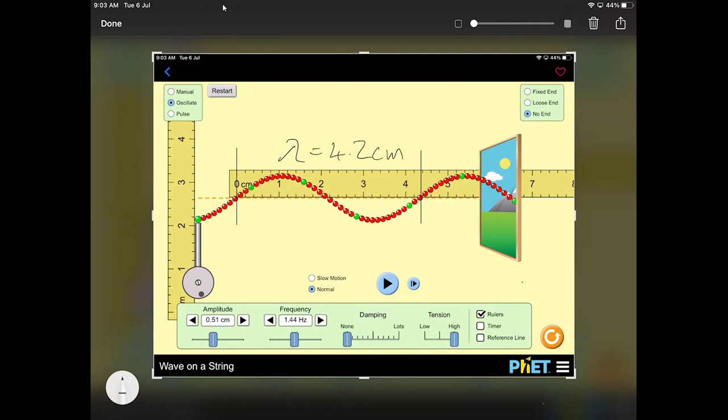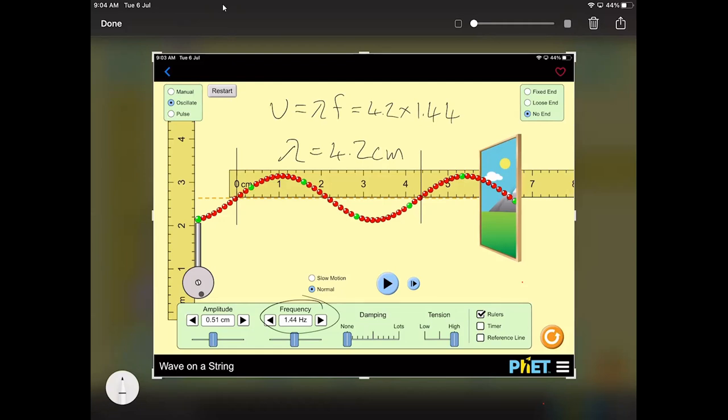So the lambda is equal to 4.2. So the velocity is equal to lambda times frequency, which is 4.2 times, we can read the frequency, 1.44. So 4.2 times 1.44. And remember there's uncertainty involved, so we're not going to get an exact answer. It's 4.4, actually. It's 4.4.